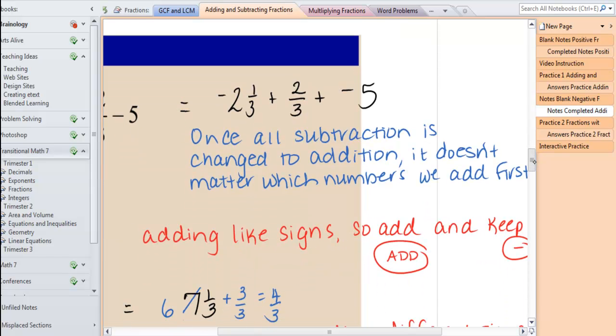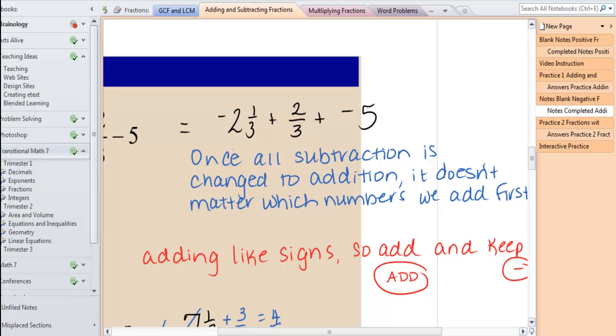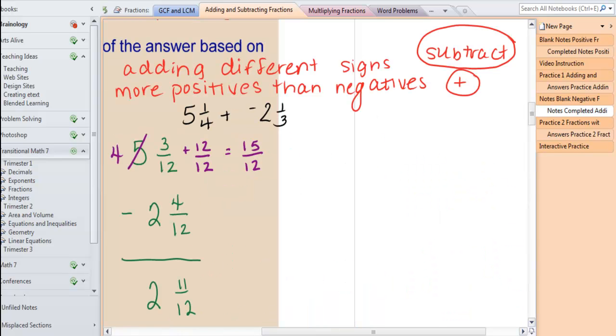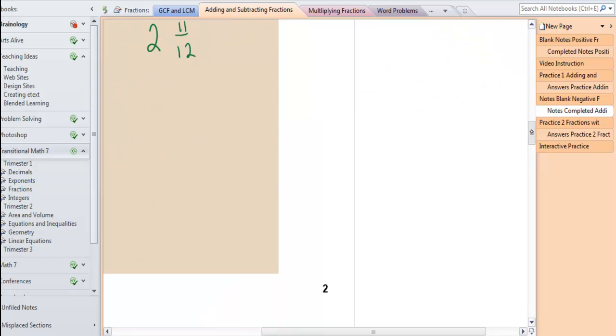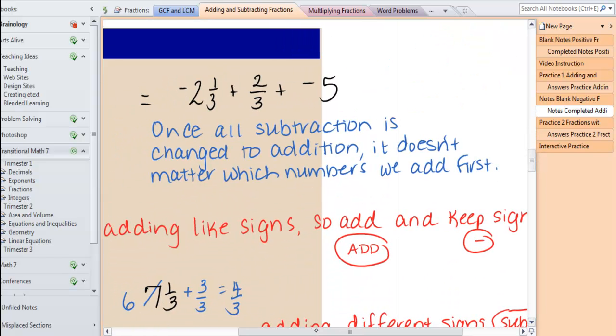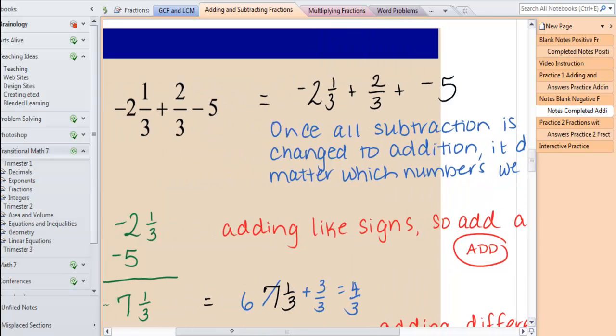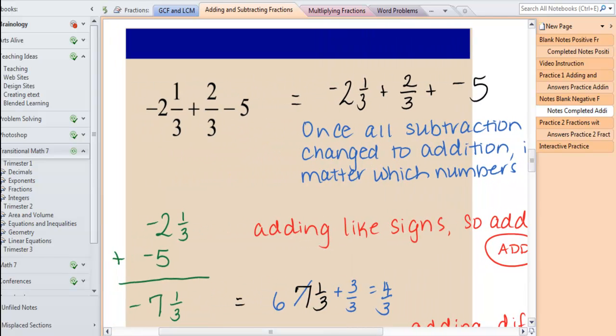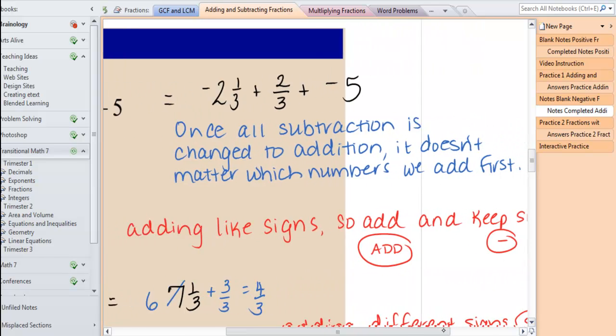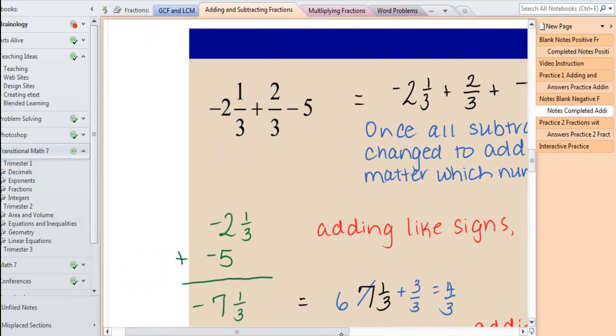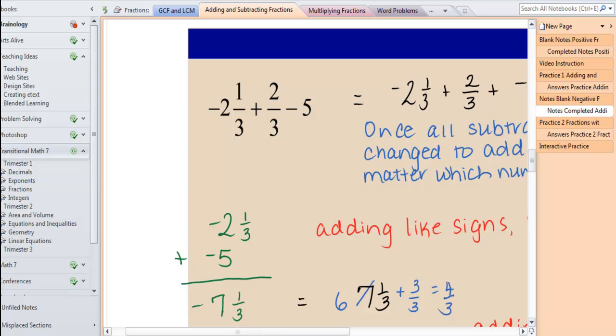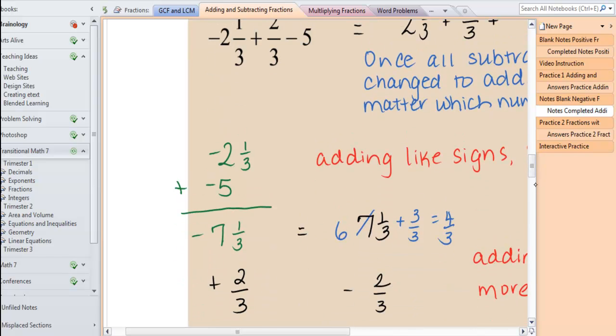So I'm going to add my negatives together first, my negative 2 1/3 plus negative 5, because that's pretty easy, right? I can actually do that in my head. So when I do that, I'm going to add negative plus negative. And we're adding like signs, so we add the numbers and we keep the sign, which is negative. So we end up with negative 7 1/3. Easy enough.